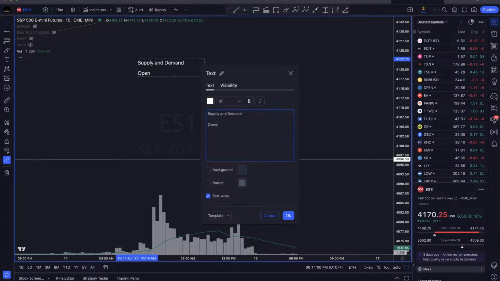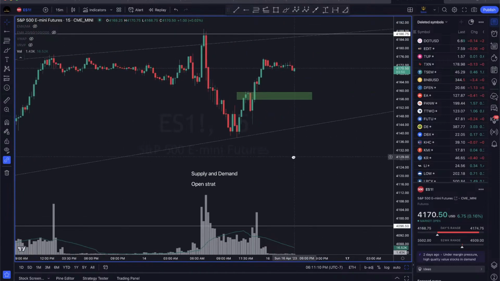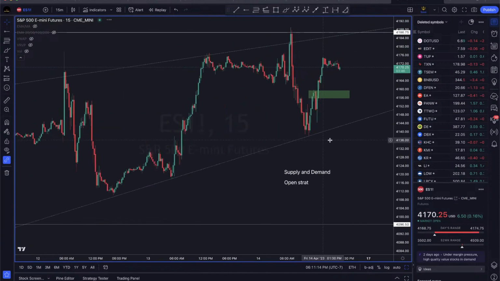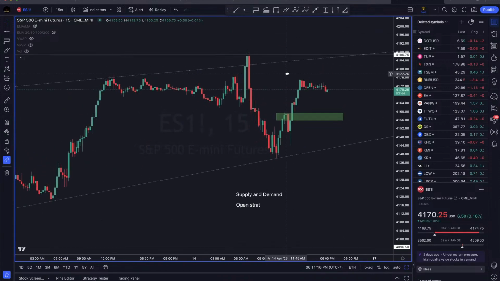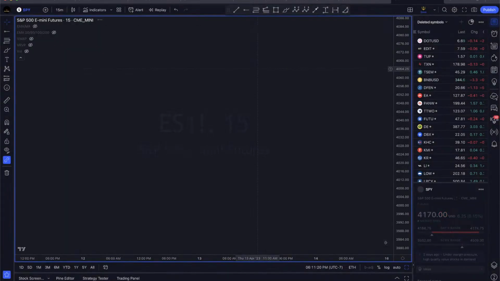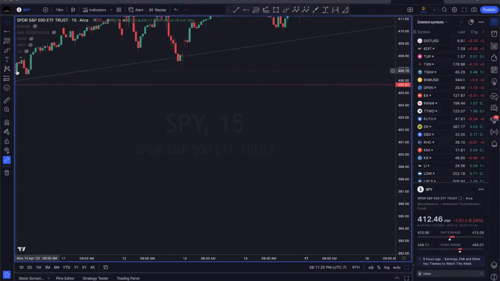I would say open strat, right? Right off open, we'll talk about this one. So with open strategies, it's a pretty simple strategy. You guys have probably heard it a couple times, but it's called opening range breakout. So it's called ORB.